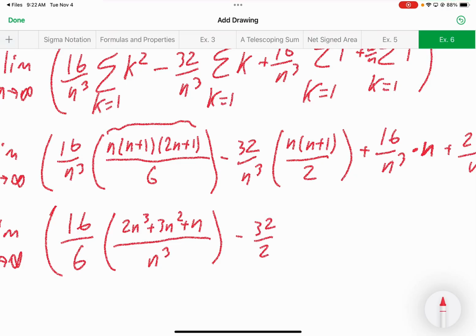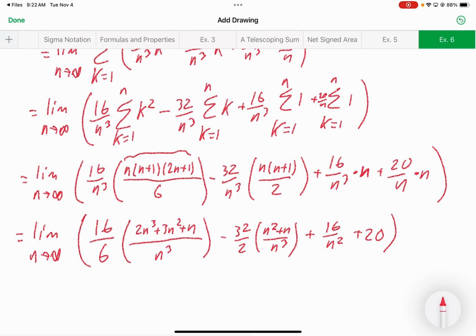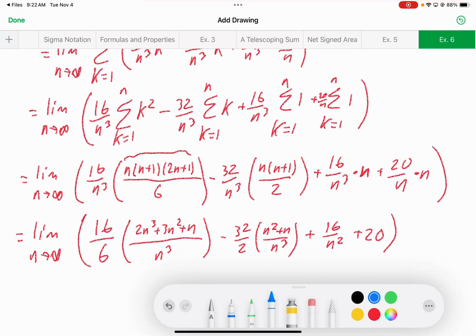Okay, and then minus 32 over 2. This would be n squared plus n over n cubed. And then plus, this would be 16 over n squared, and then plus 20. And now we are in the position to find the limit of each one of those.